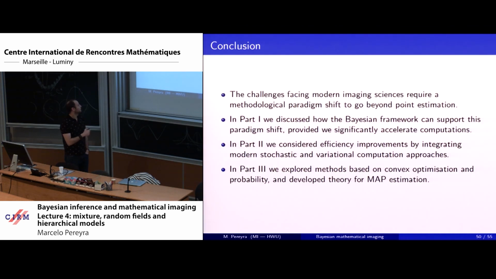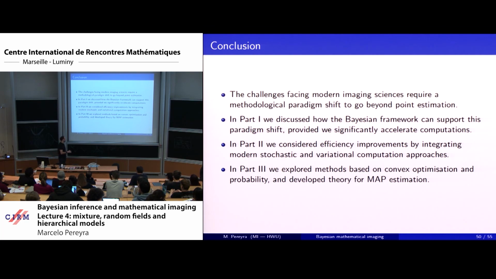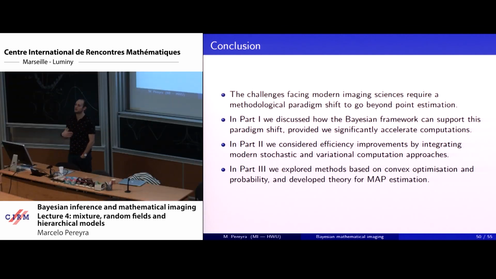And that's the end. I'll conclude by saying that, again, I really feel that we need a paradigm shift in imaging, and that the Bayesian framework can support this paradigm shift in different ways: uncertainty quantification, more complicated models, model selection, models with unknown parameters, and probably many other ideas that I have not yet postulated.